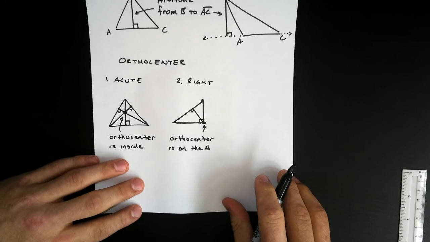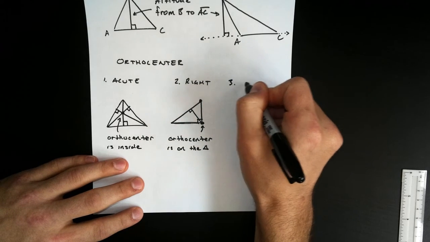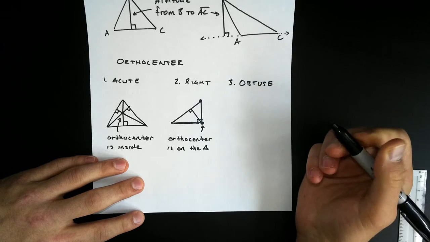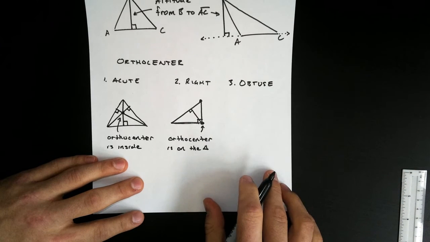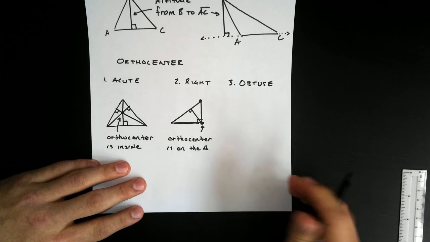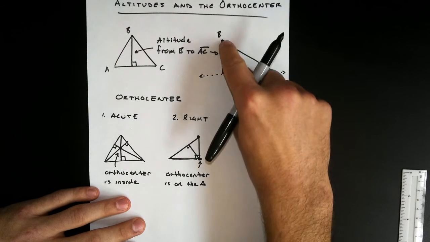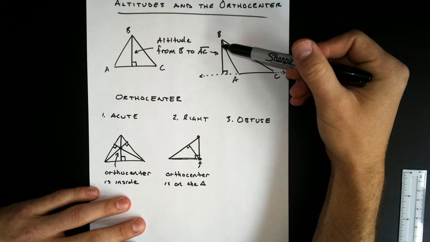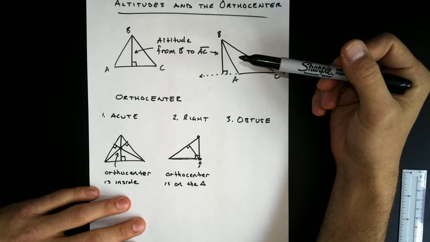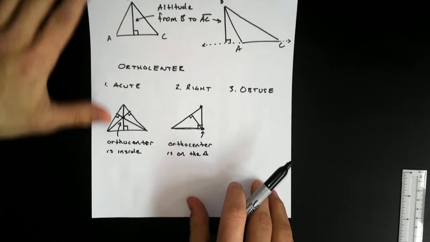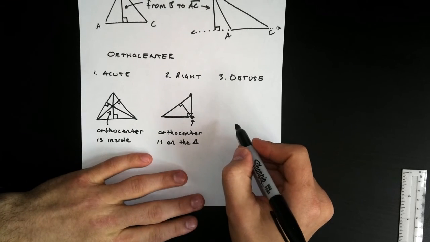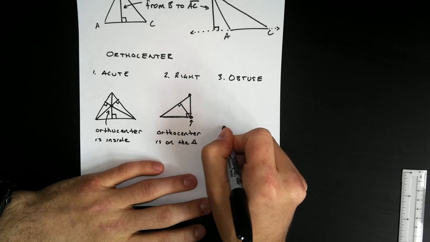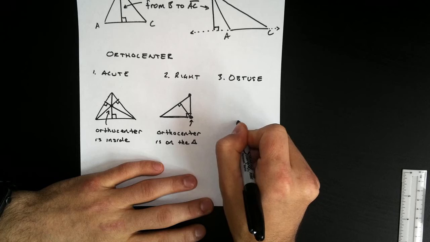Okay? And the last option is if we have an obtuse triangle, and in this case our orthocenter is actually going to end up on the outside of the triangle. So as we saw up here, when I have an obtuse angle, when I try to draw on that altitude, the entire altitude is outside of the triangle. So that means where the altitudes intersect is also going to be outside the triangle. So I'm going to start with an obtuse triangle.